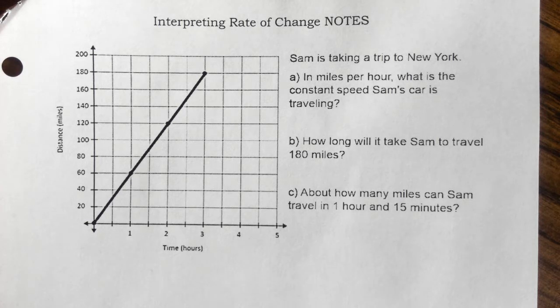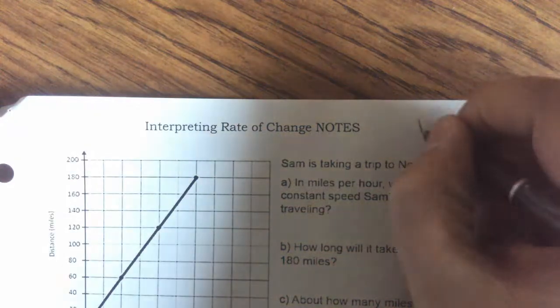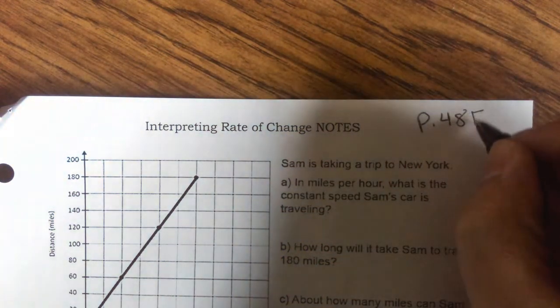In this video, we're going to do exactly what we did yesterday, but we're going to interpret the rate of change. So we're going to decide what it means, and we're going to even answer some questions and analyze the graph that we have pictured. This is page 48 in our notes, and these notes are front and back, so we'll call that 48F for front.